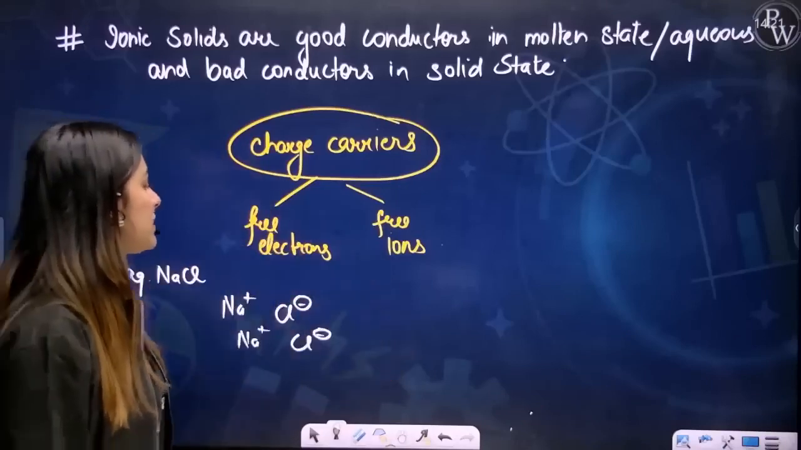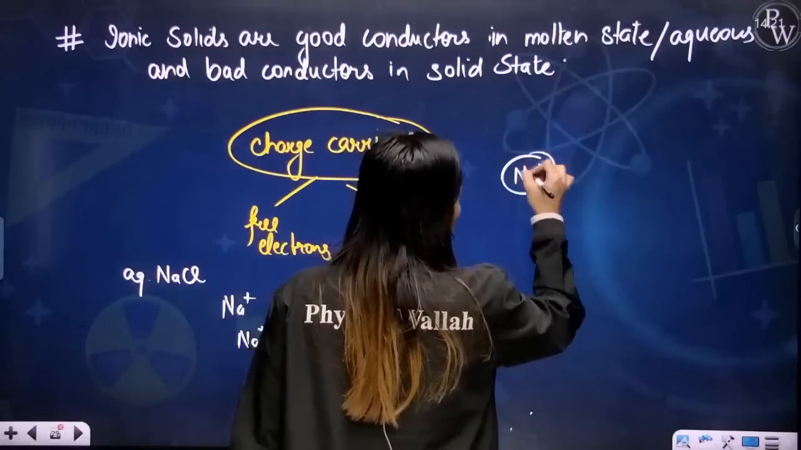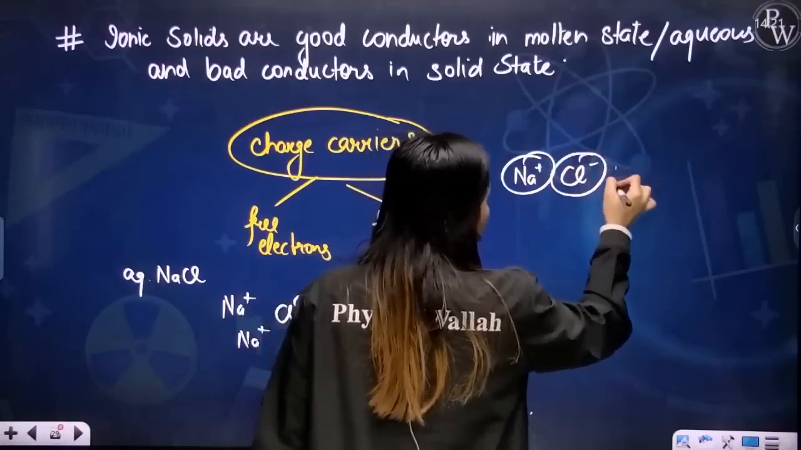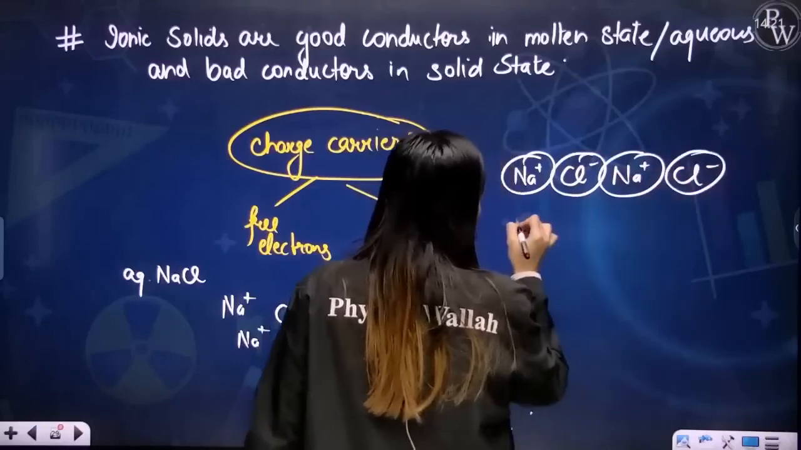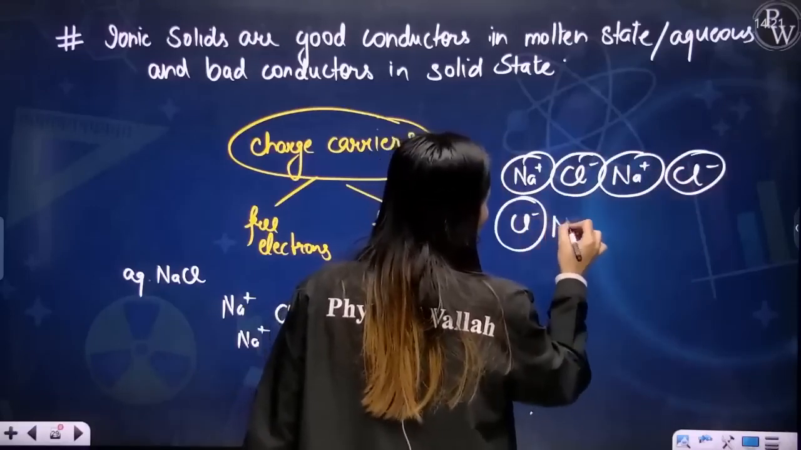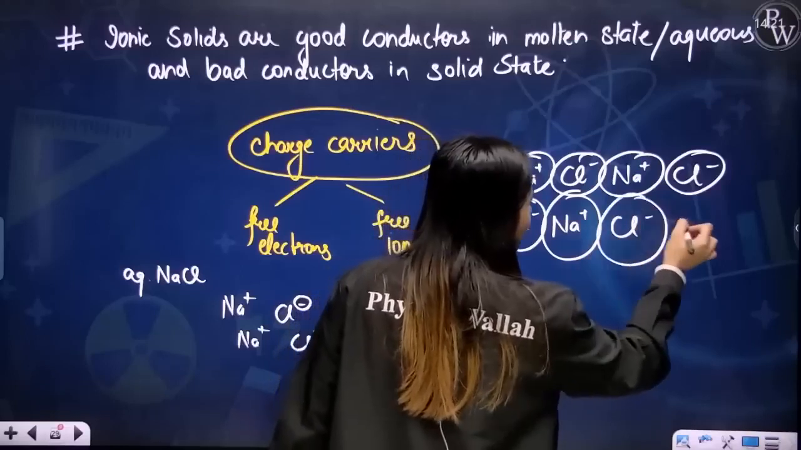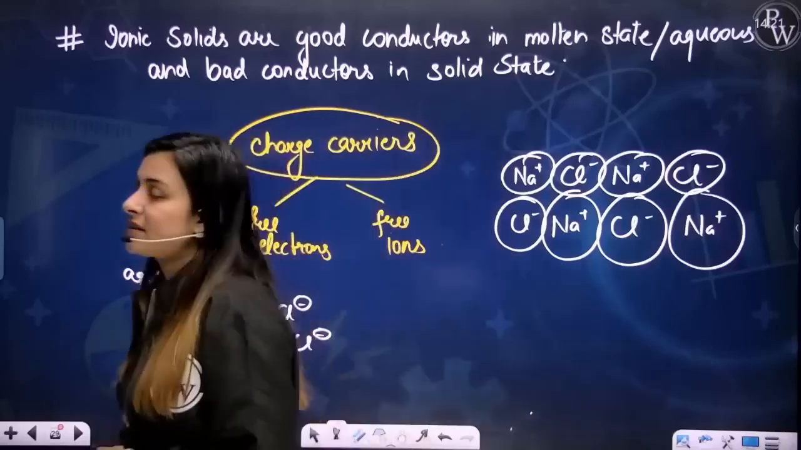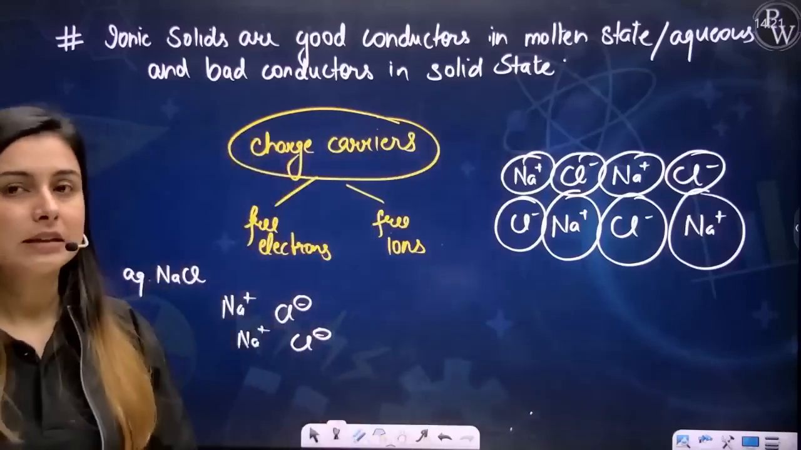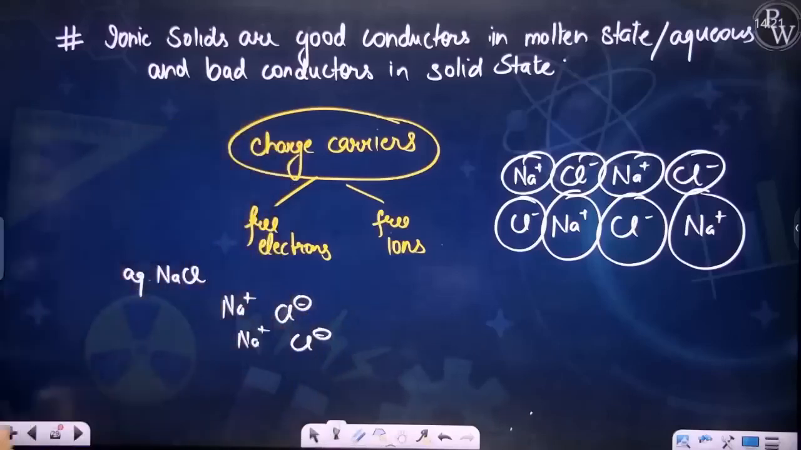But in the solid state, your Na+ and Cl- are rigidly present on their positions. So no free ions are present to carry the charge, and that is why it is a bad conductor in the solid state. Okay, yes. These have a very high melting point.